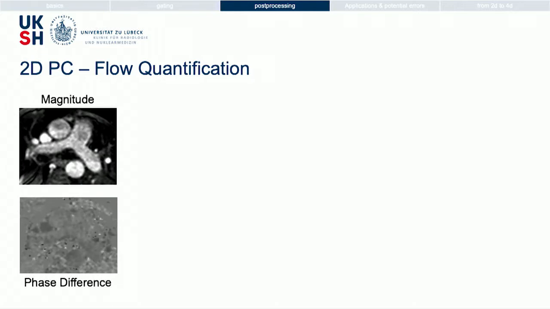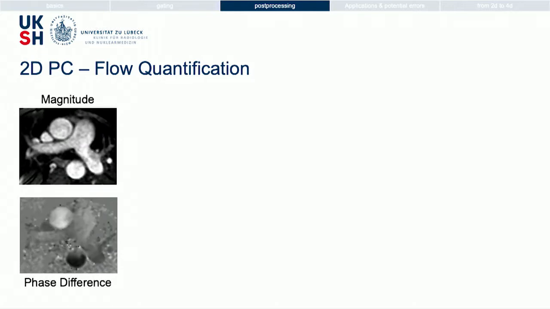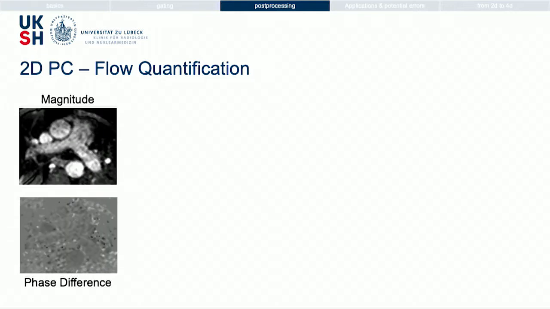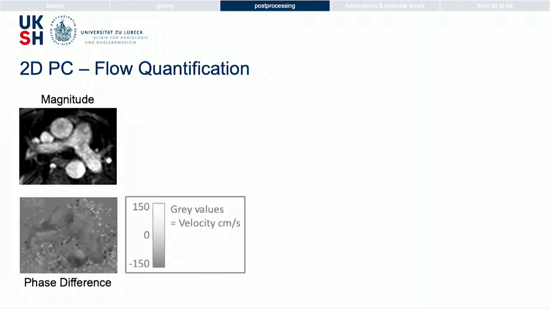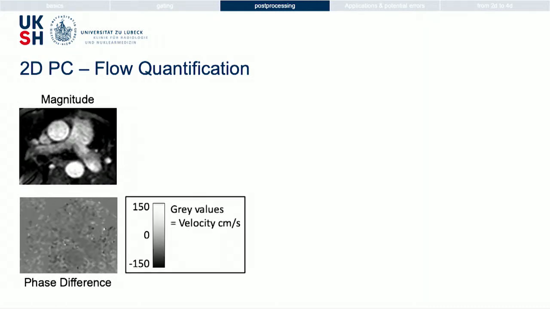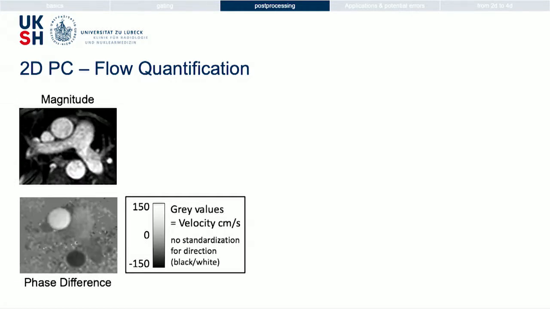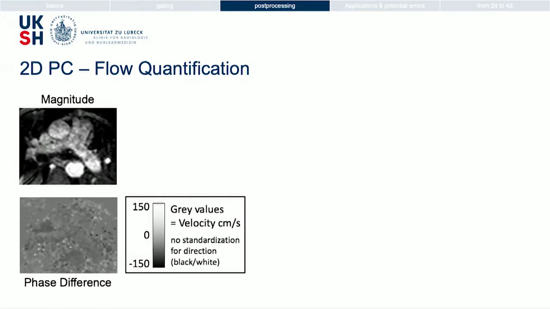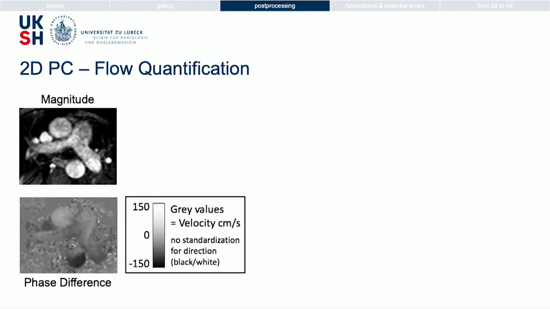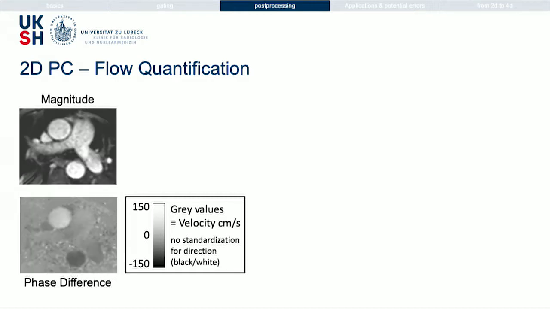So now we've got our data. We've got the data for the whole cardiac cycle. What do we do with it? We want to quantify it. And as I said, the gray values encode the velocity. And unfortunately, there's no standardization for the direction. So black or white can mean up or down, depending on the scanner.